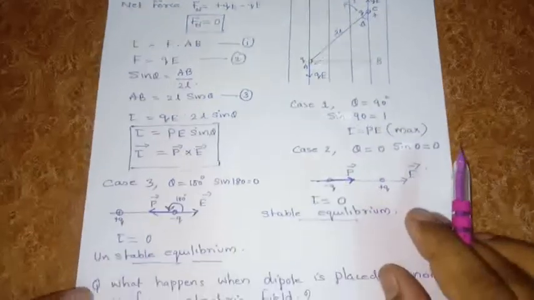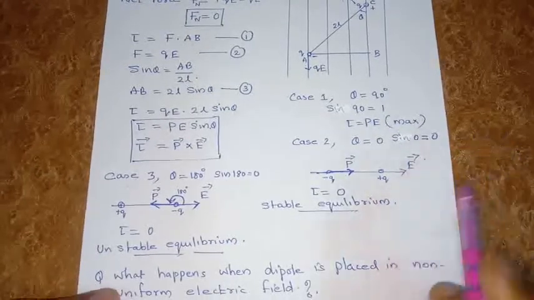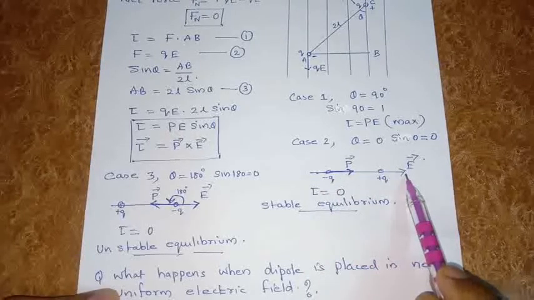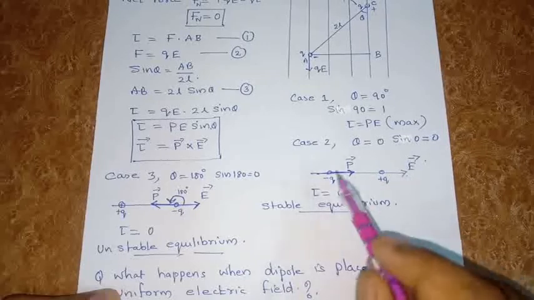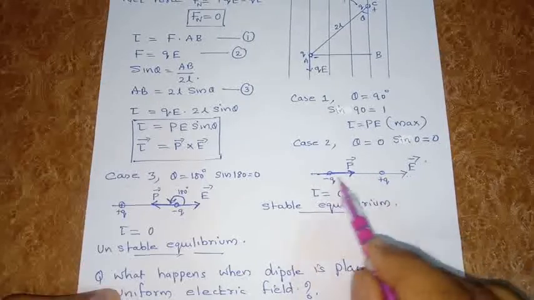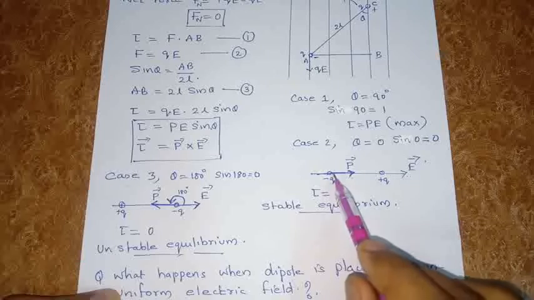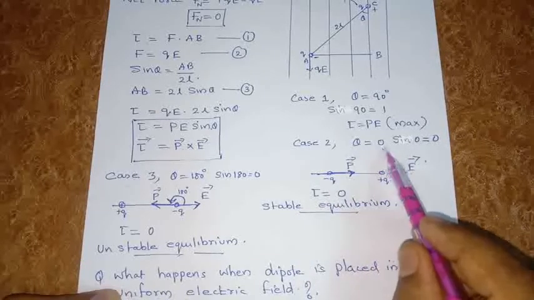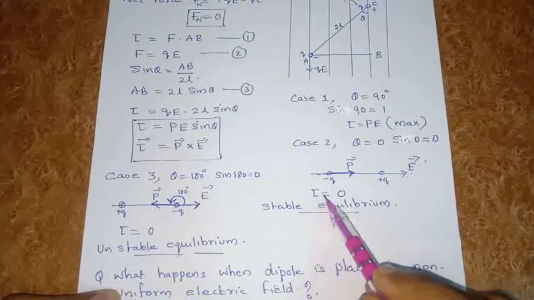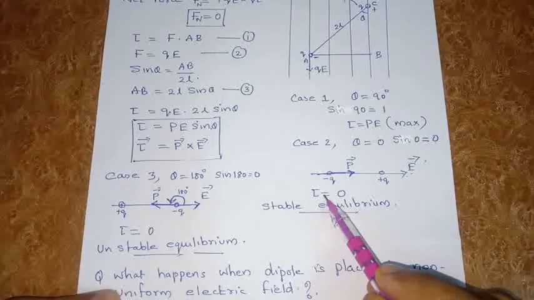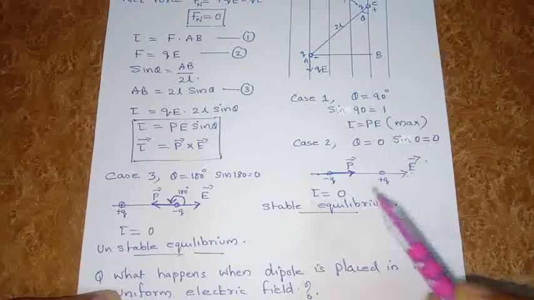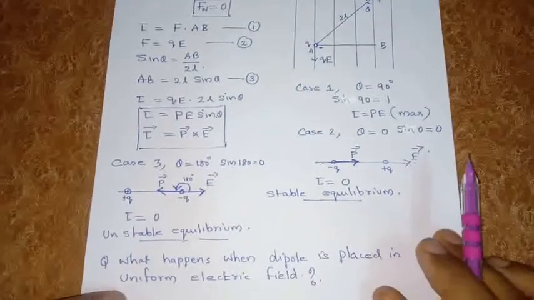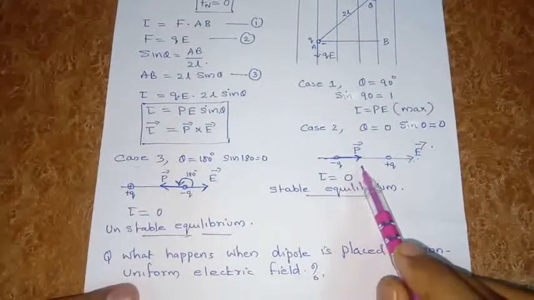Case number 2, theta is equal to 0. Theta is equal to 0 means the electric dipole moment vector and electric field are in the same direction. That means the negative charge is placed here, positive charge is placed here, in the same direction as the electric field, so that the electric dipole moment vector and electric field are in the same direction. Since theta is equal to 0, sin 0 is equal to 0, therefore tau is equal to PE into sin 0, which is equal to 0. No torque acts on the dipole. That means it is in equilibrium. This particular configuration is called stable equilibrium.